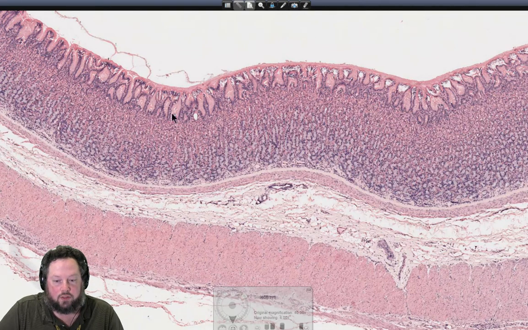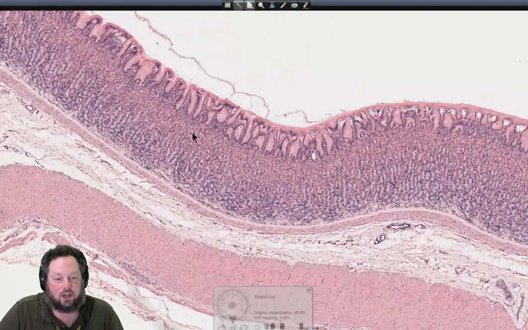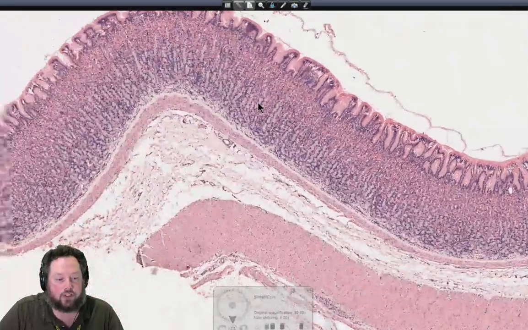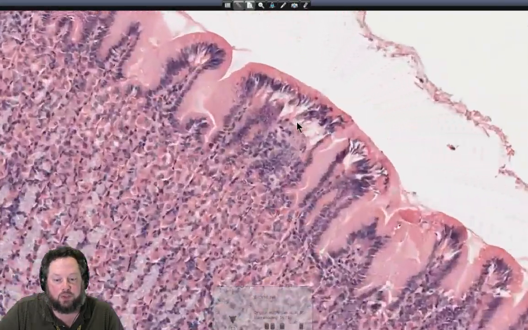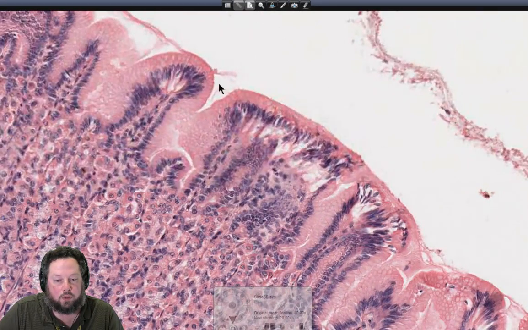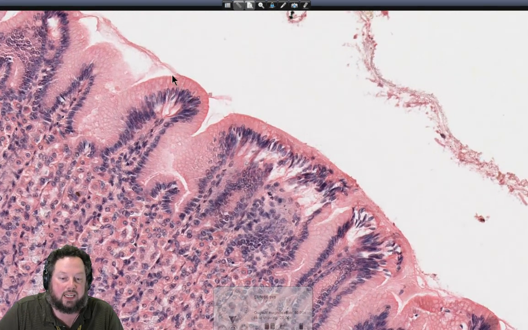I think it's kind of cool, even at this low mag, you can see that difference in staining between the two regions. It gives this nice banding type of structure. You can see lots of these surface mucus cells along the top here, very pale staining, all the nuclei in a row. Again, these are not goblet cells, but surface mucus cells.